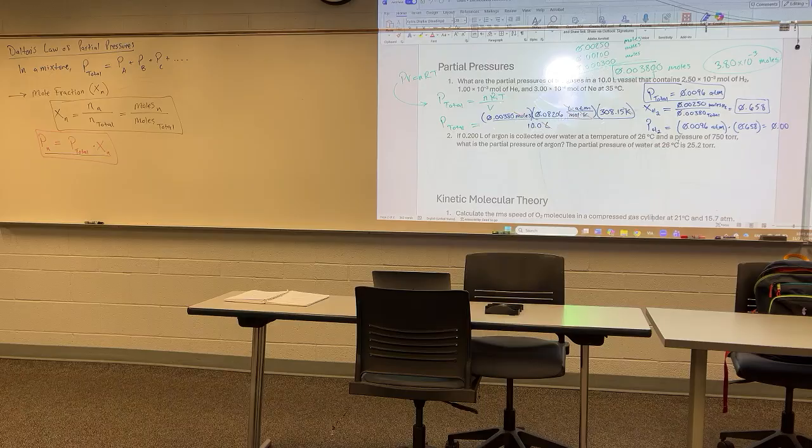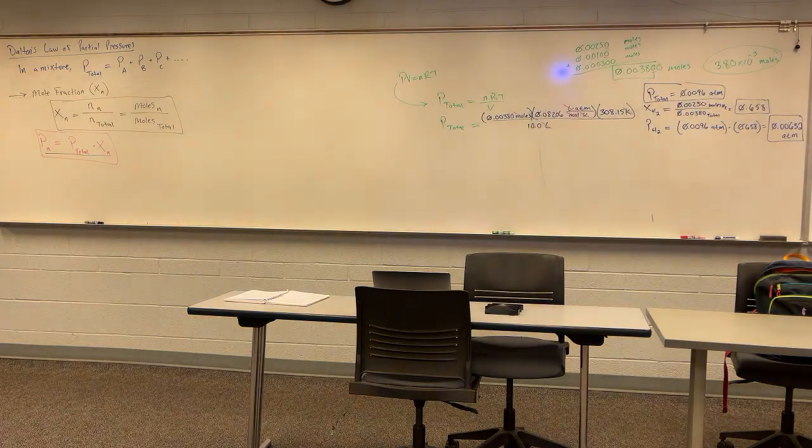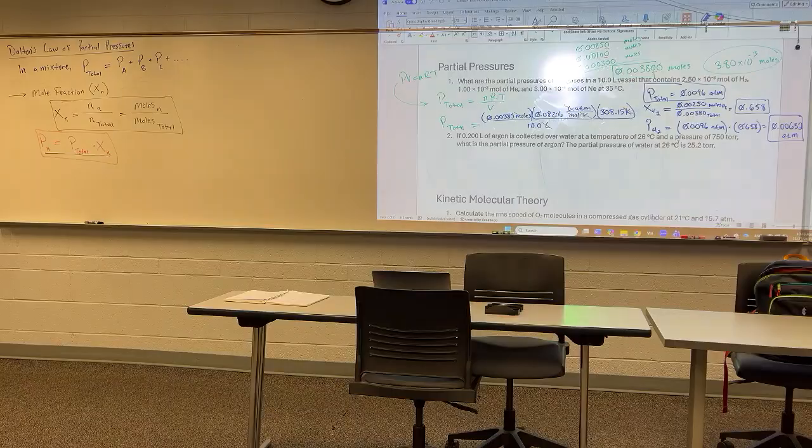What'd you get? 631. Units? Did you round to 2? Oh yeah, you would round to 2. 0.00632 atmospheres. That's how much hydrogen is contributing. Hydrogen contributes the most partial pressure because hydrogen constitutes the largest number of moles.